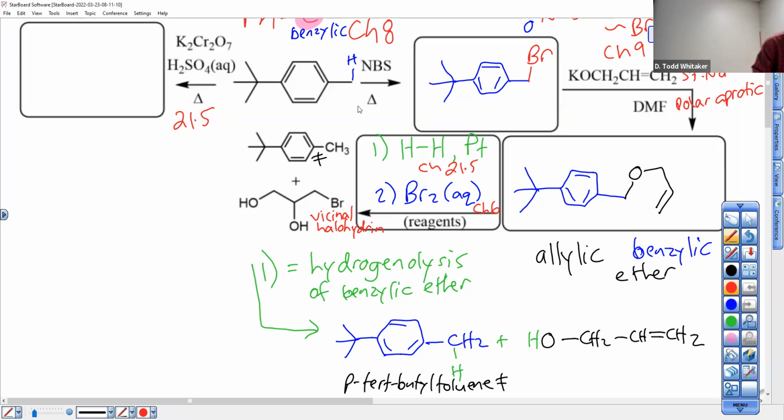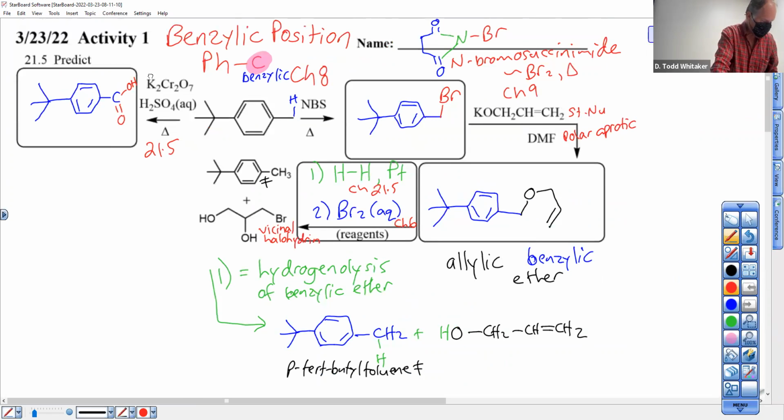You ready for the result? Here it is. Keep the carbon, then it gets oxidized to a carboxylic acid. Heat is needed here. You have to have the heat. It's a very high barrier of activation that we must overcome. And I think that does our activity right there. So I'll stop our video.